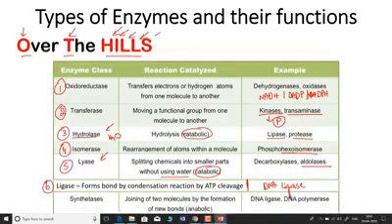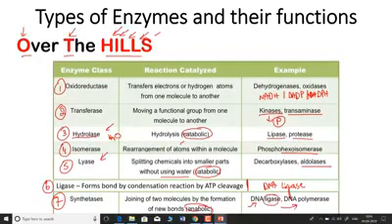Now the seventh and the last one is synthetase. Synthetase's job is the joining of two molecules by the formation of new bonds. So it's anabolic in nature, while we've seen two catabolic enzymes like hydrolase and lyase, but synthetase is forming something, so anabolic. The example again given here, DNA ligase, DNA polymerase.